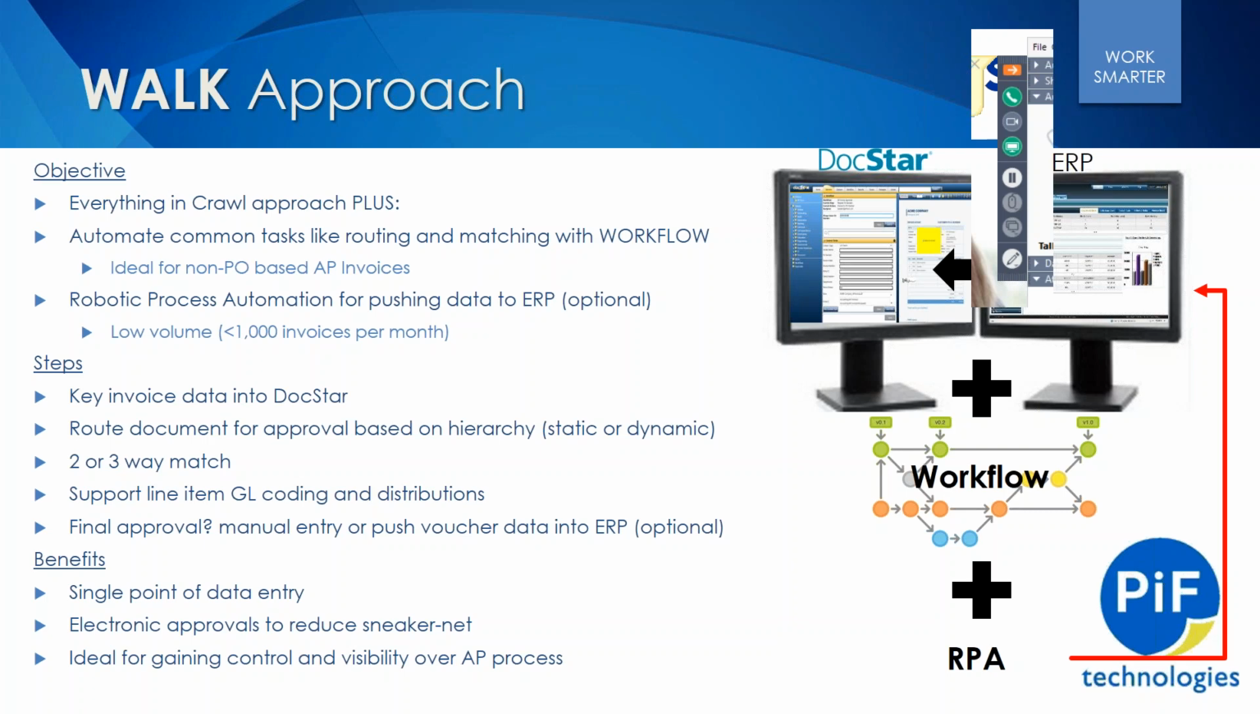I guess the benefit here is this single point of data entry. You're entering the data in DocStar and you're not having to enter it in the ERP or vice versa. You have the electronic approvals, reducing any type of manual routing, moving paper between manila folders on people's desks, and certainly gives full control and visibility over the AP process. You know how long it took, who's not getting back to you in terms of approvals, as well as the ability to accrue for pending transactions, things that are going through the approval process.